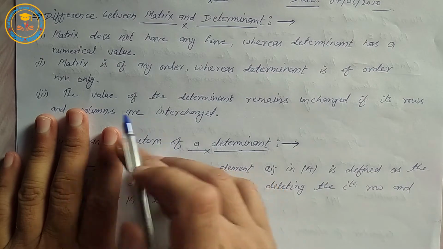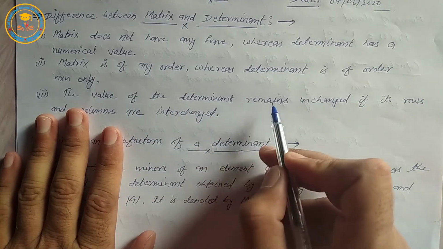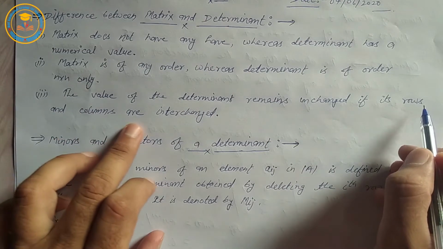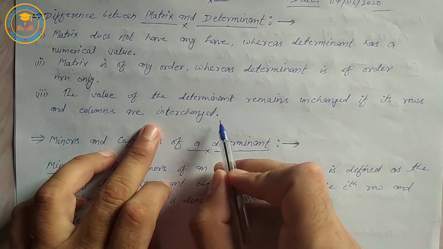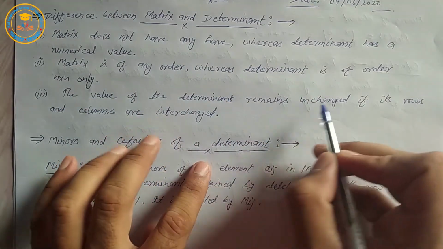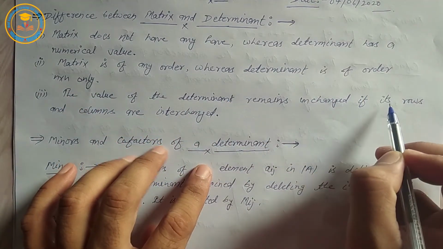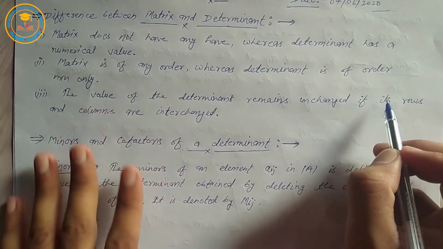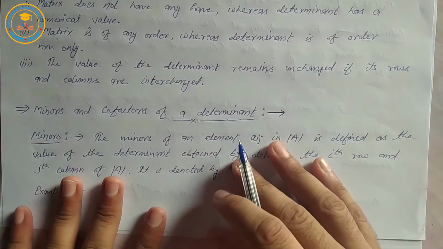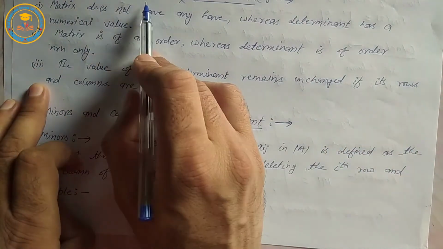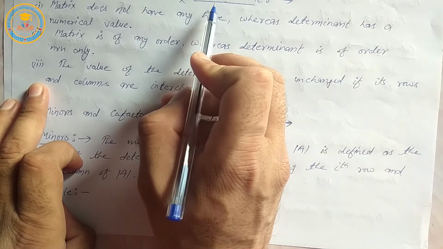Third difference, the value of the determinants remains unchanged if its rows and columns are interchanged. These are the three points of difference between matrix and determinants.